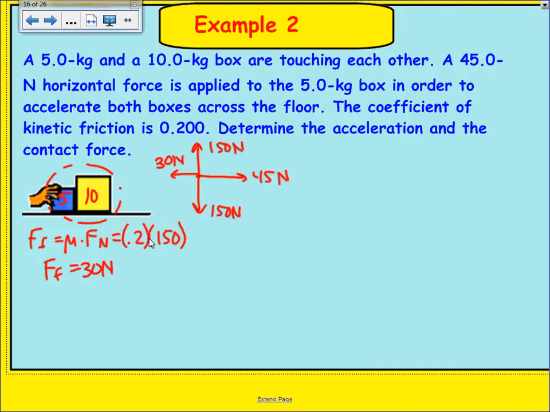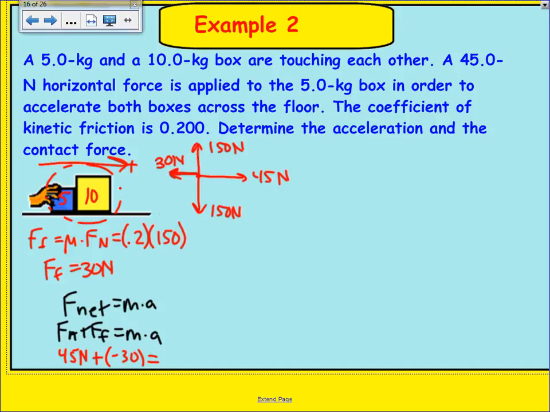So when I think about what is my net force that's acting on the system as a whole, my net force is going to come from my force applied plus my force friction, equaling mass times acceleration. The force applied we know is 45 newtons, and it's positive 45 because I'm making right the positive direction. Then plus my friction's 30, but it's negative 30 because friction points in the negative direction to the left. And that's equal to the mass of 15 kilograms times a. If I clean that up a little bit, 45 plus a negative 30 gives me 15 newtons. That's equal to 15 kilograms times a. So acceleration would be 1 meter per second squared.